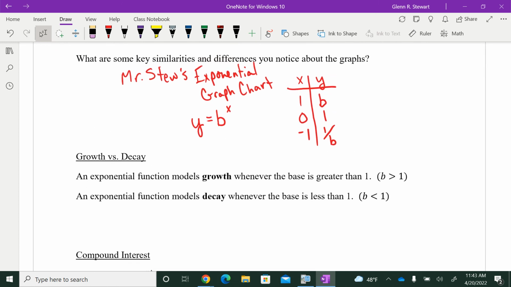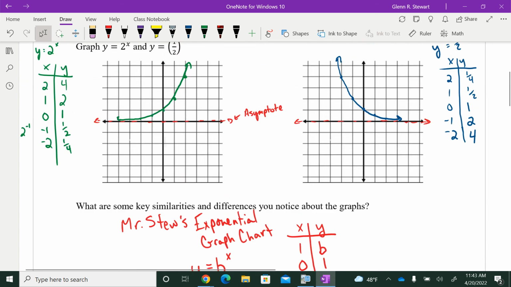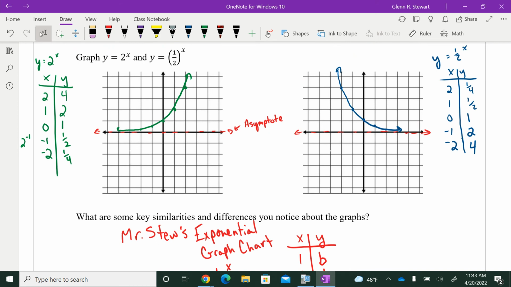Before we do that, though, growth and decay, just to give you an idea. When your b value is greater than 1, you see a growth. When it's less than 1, you see decay. So if you take a look at these functions, this is going upward, so it would be considered a growth in green. Blue, it's going downward, so it would be considered a decay.